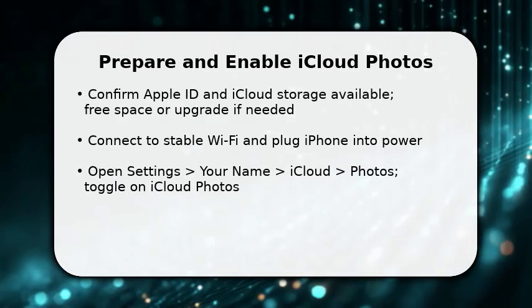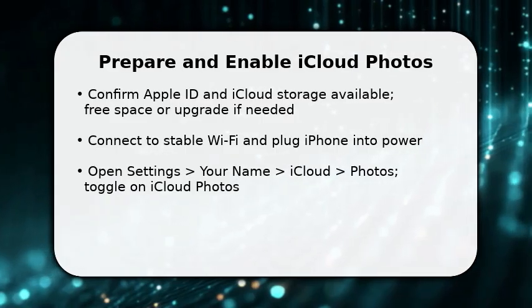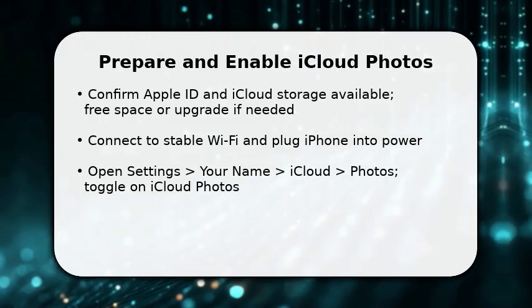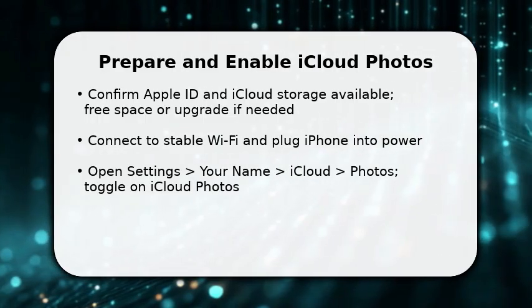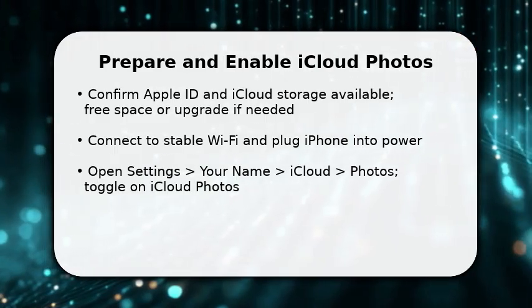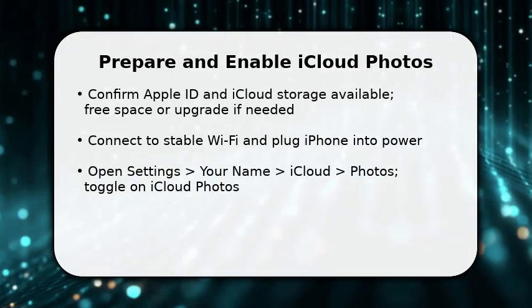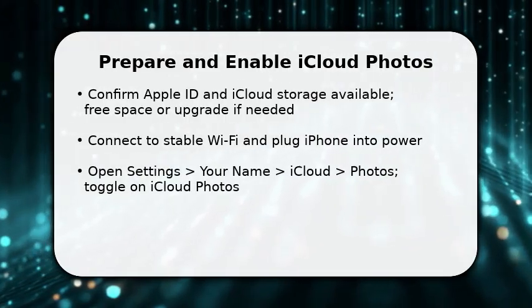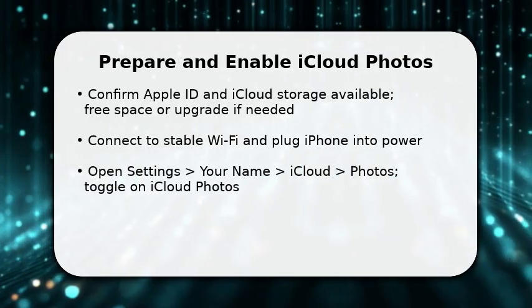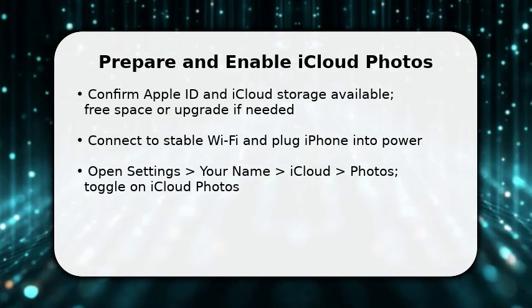You start by confirming your Apple ID and that iCloud has enough storage. This prevents upload interruptions. Once done, connect to a strong Wi-Fi network and plug your iPhone into power to avoid pauses. Now open Settings, tap your name, go into iCloud, then Photos, and toggle on iCloud Photos. You do this so new and existing photos sync automatically across devices. Enabling it here initiates the first uploads and prepares the library for continuous updates.